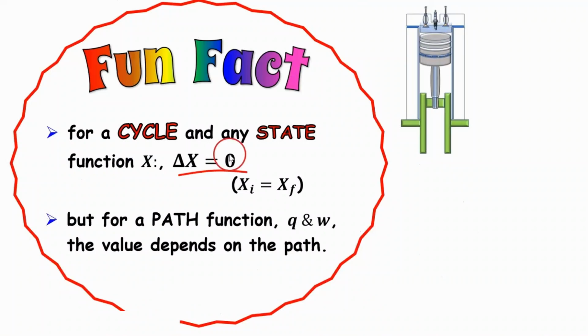Great. Now for a cycle in which the final state is equal to the initial state, the change in any state function is going to be 0. But for a path function, it may not be 0. It depends on how we did the cycle. That's how its value is derived. You can think of the Carnot cycle: it has heat and work, but it's not 0 during the cycle.